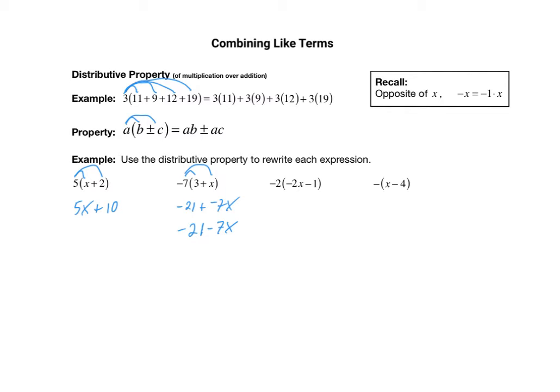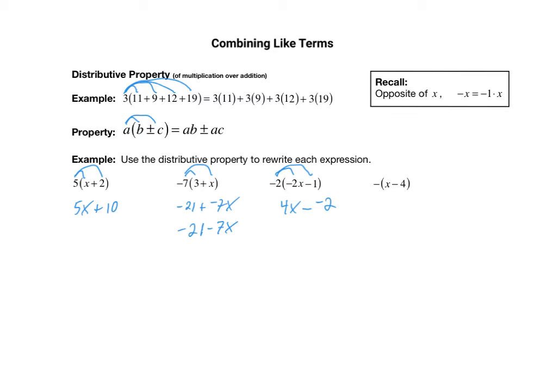Let's continue. Negative 2 distributed into the negative 2x is positive 4x, because negative 2 times negative 2x is 4x, minus negative 2 times the 1 is negative 2. And people typically would not write subtracting a negative.